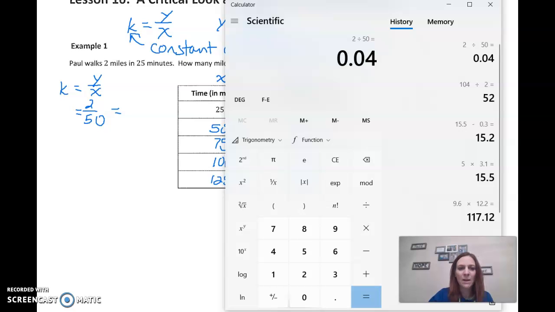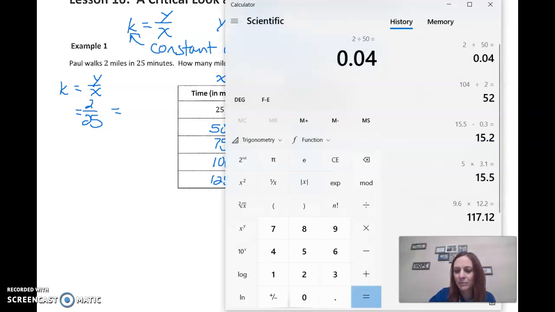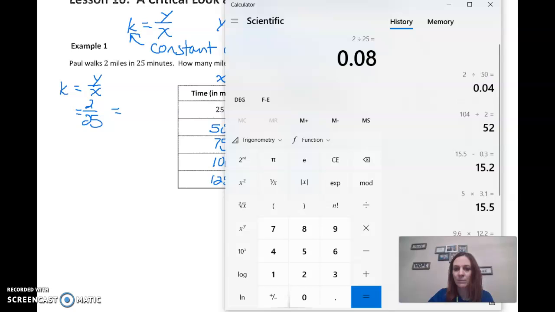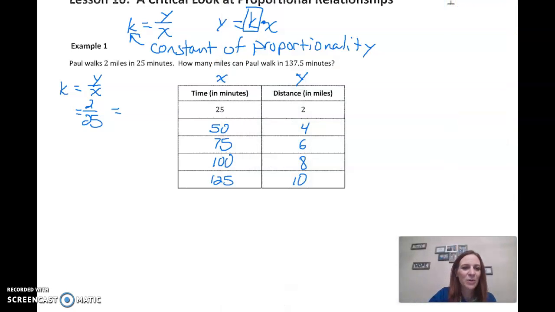I'm sorry, see, this is what happens when you rush. It's not 2 divided by 50, and I hope you're catching that mistake. It is 2 divided by 25. Let's look at the right row here. So if I go 2 divided by 25, there it is, 0.08. So our constant is 0.08. Talk about sloppy. Let me just start over.